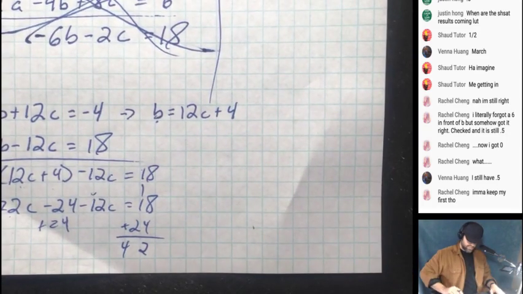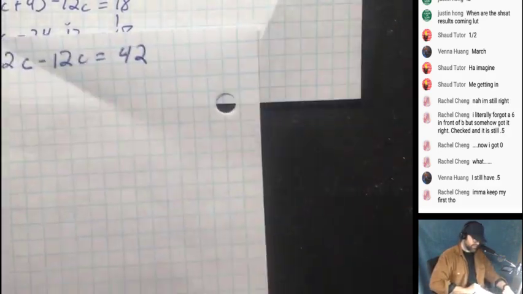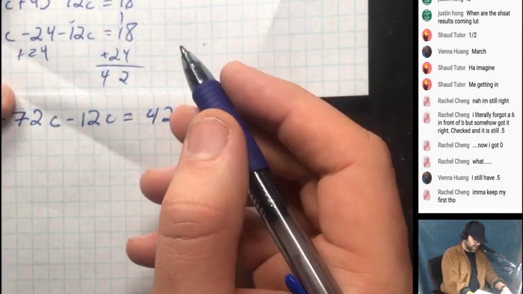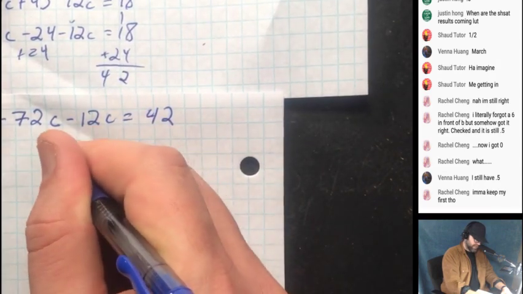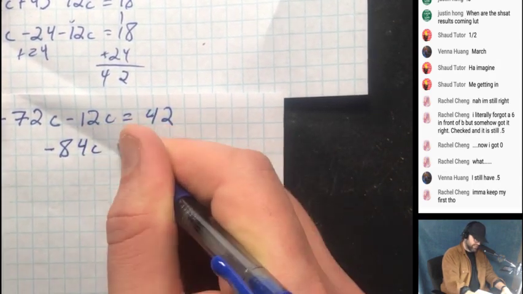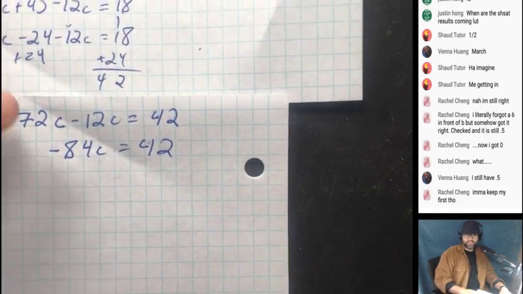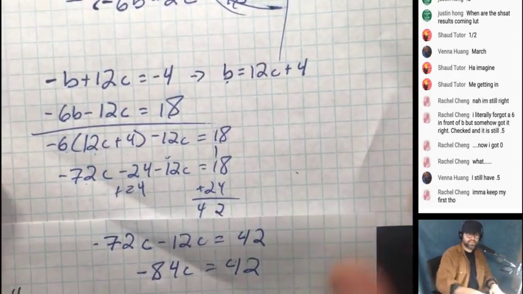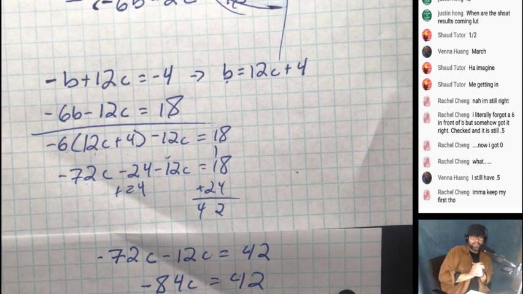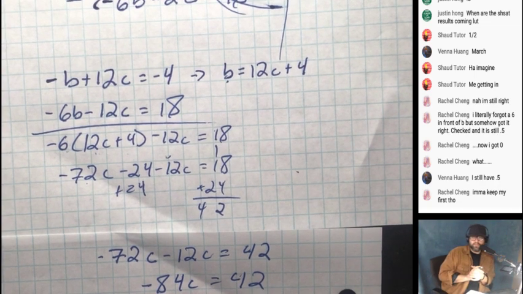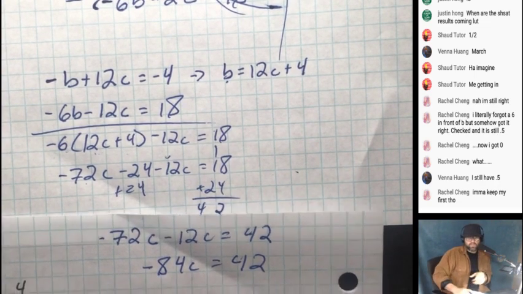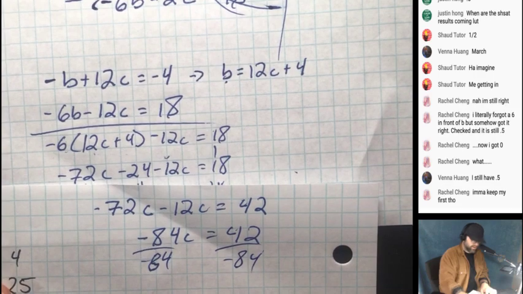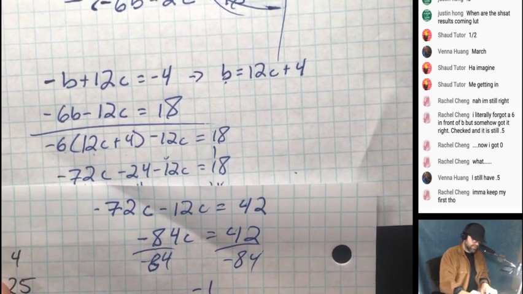Looking really good. All right, so what we end up getting is negative 72C minus 12C equals 42. Which is lovely. Then we do this subtraction and we get negative 84C equals 42. Did you guys get this? Did you guys get this negative 84C equals 42? I know the work is a little all over the place. I apologize for not being as clean as I normally am. But this is the solution to this system of equations. Is negative 84C equals 42? If we divide both sides by negative 84, what we get is C equals negative 1/2.